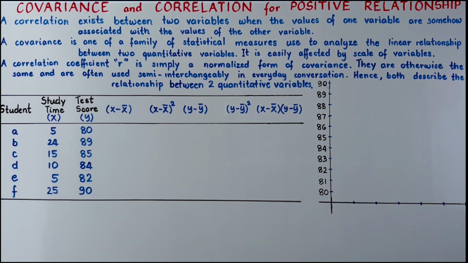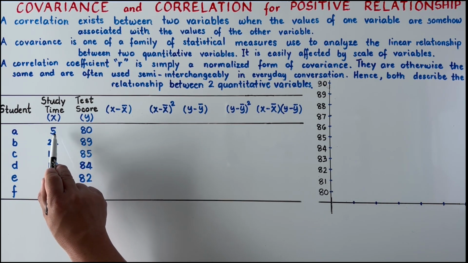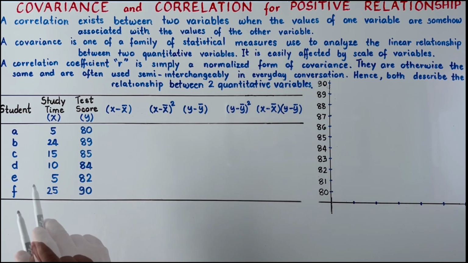Now, to illustrate this, allow me to use an example relating two variables, say study time and the test scores of 6 students. So this first student A allotted 5 minutes of study time, which gives him or her a score of 80. And the second student allotted 24 minutes of study time, which gives him or her a score of 89. And so on and so forth for the 6 students.